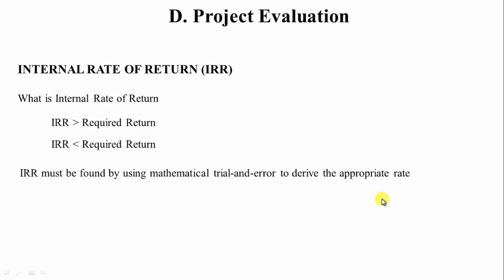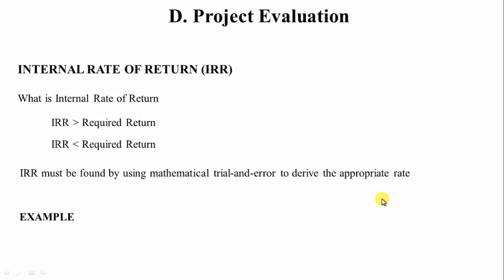The internal rate of return must be found by using mathematical trial and error to derive the appropriate rate. Understand the word, the appropriate rate. There's no fixed rate over here. You cannot arrive at one single rate. It's always going to be in the closest range. It's very rare that the net present value will turn out to be 0, because sometimes you need to have a middle rate of return. It cannot always be 16 or 70%. Sometimes it can be 16.67%, 16.25%, stuff like that. Because of which you try to come closest to the $0 value.